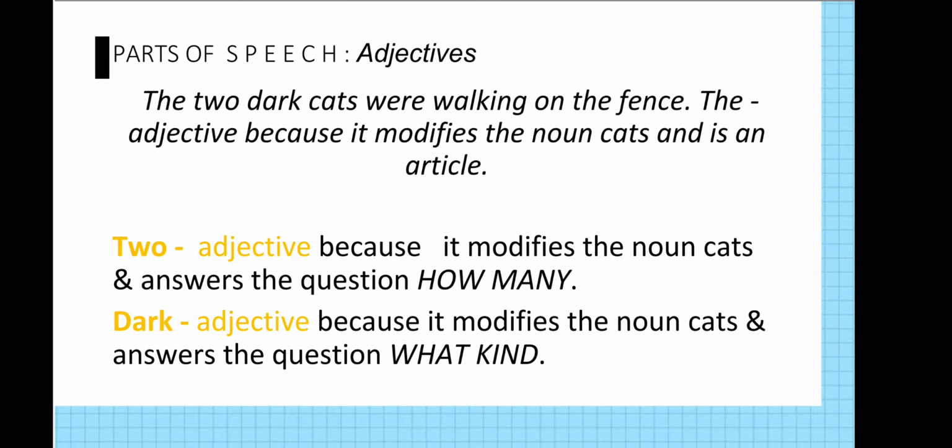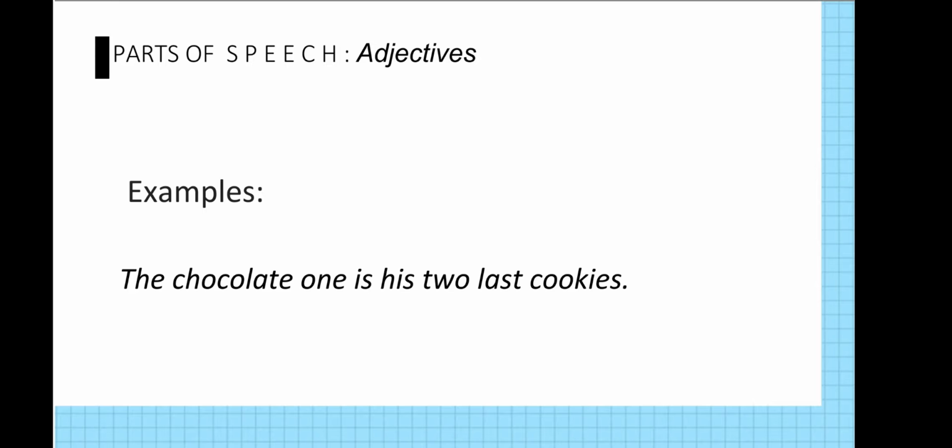Let's see. We have the adjective two. Later on, we will know what kind of adjective the two is. Okay? Two here is an adjective because it modifies the noun cats and answers the question, how many? Okay? Meaning, miss, it's a countable noun, you're correct. But later, let's discuss that. Next, we have the adjective dark. It is an adjective because it modifies our noun cats and answers the question, what kind? A type, okay, or a quality. Sige. So, let us proceed with our next slide.